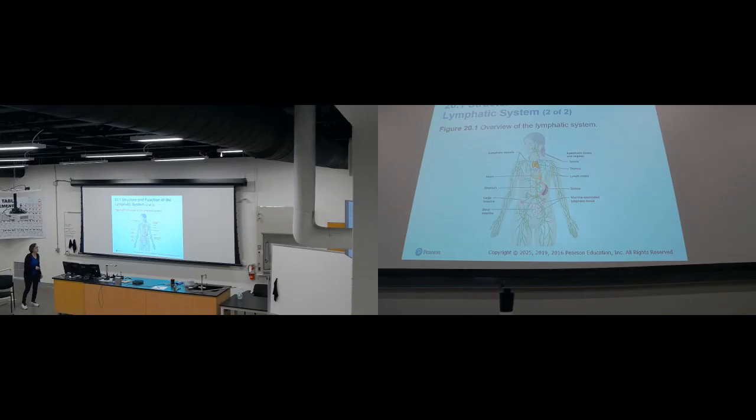So here is an overview of the lymphatic system. This is the anterior view. All of these vessels that you see in green color represent the lymphatic vessels. And these little dots that you see in specific regions, like in the axillary area, inguinal area, in the antebrachial area, are what we call the lymph nodes.